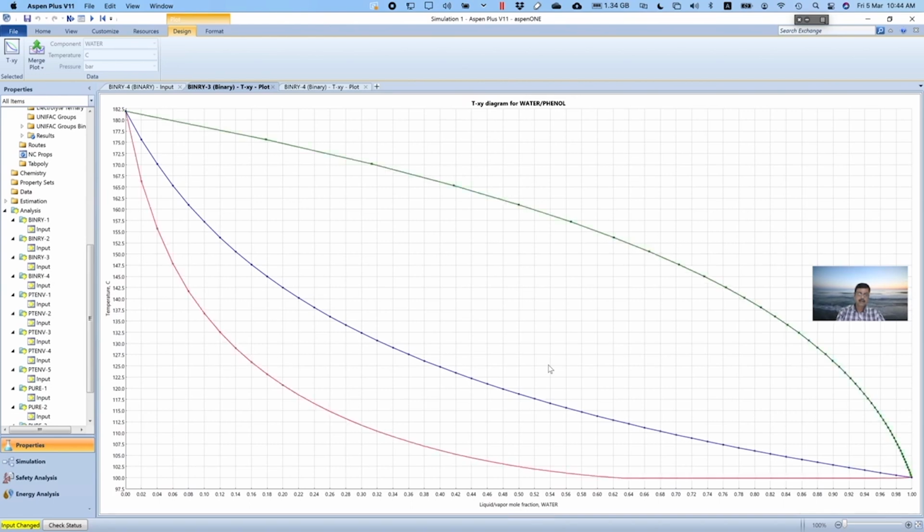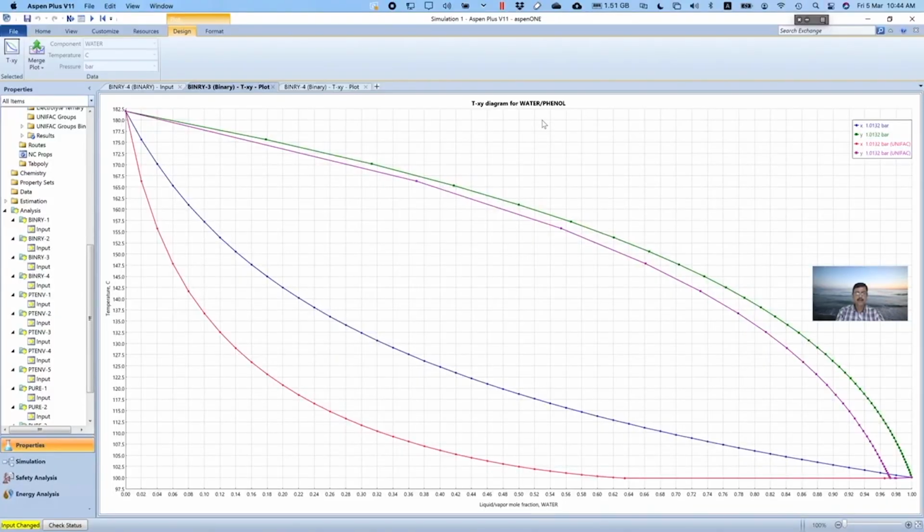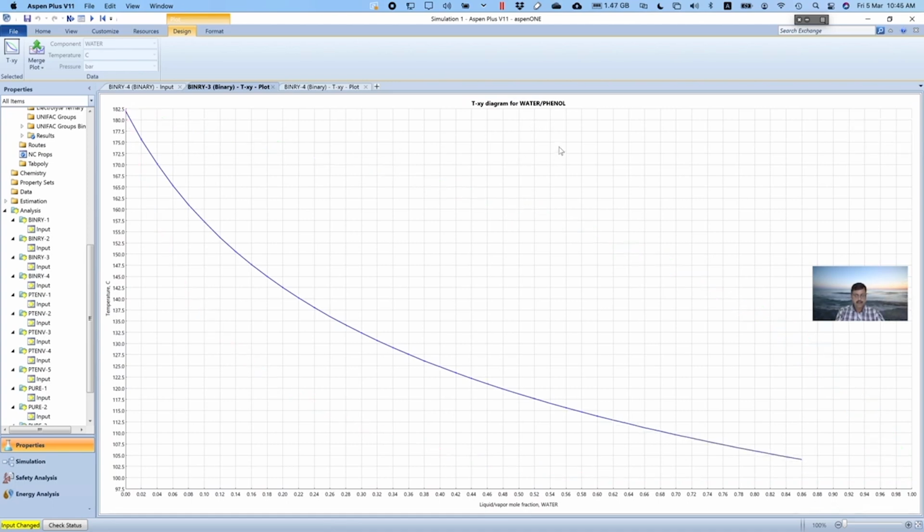Here you can see, although the dew point lines of both UNIFAC and ideal cases are somewhat similar, the bubble point lines are far apart. So it is understandable because water phenol system is not an ideal system, it is a real solution. So we have to use activity coefficient model, not an ideal model. So that's how we generate TXY diagram.